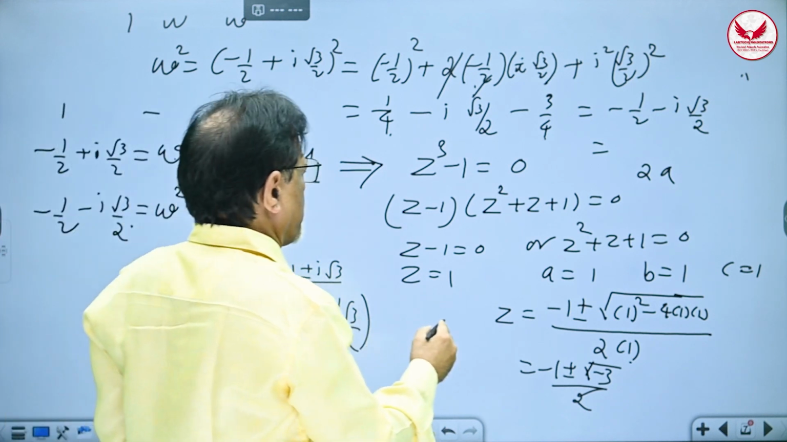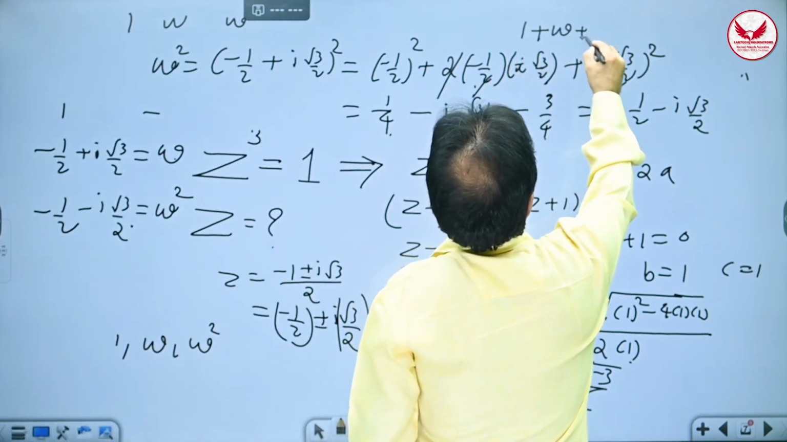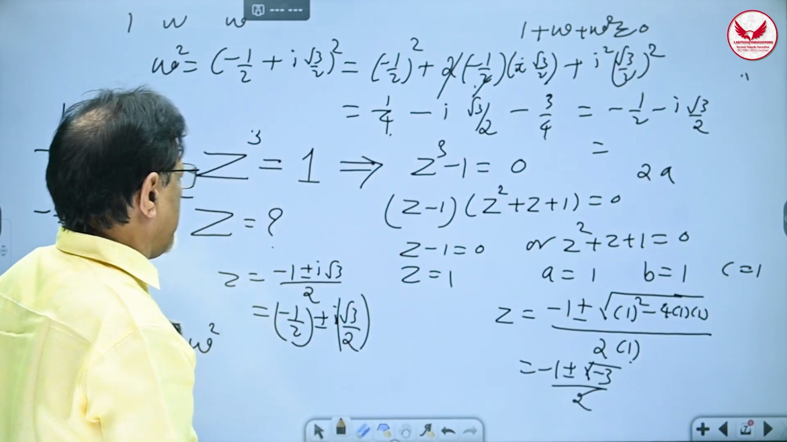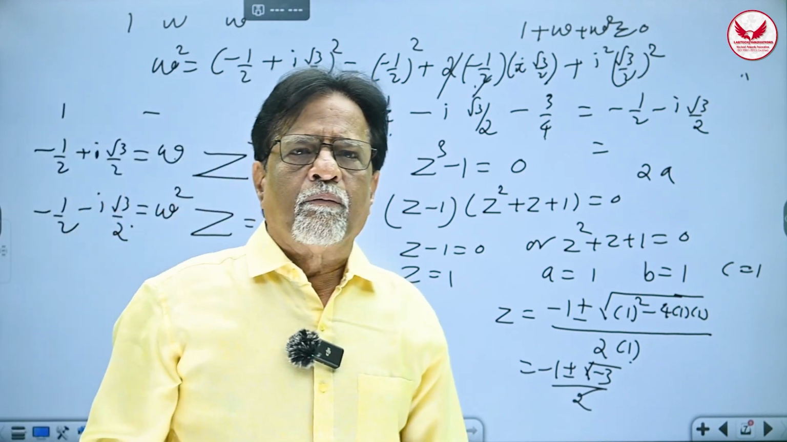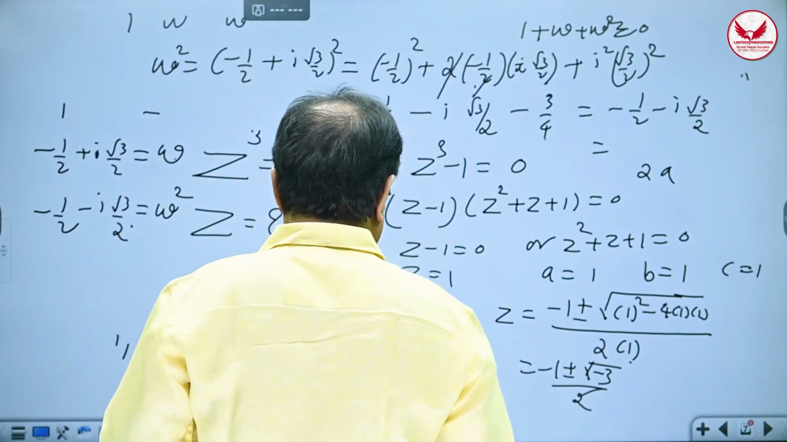One of the most important properties of these cube roots of unity is that 1 plus omega plus omega square has to be what? 0. You can verify that very easily. Okay. That's all. So we'll stop there. And then in the next lecture, we'll solve some very interesting problems.